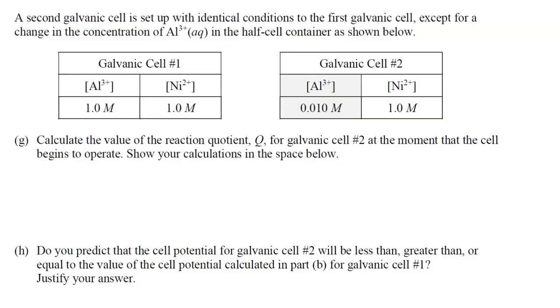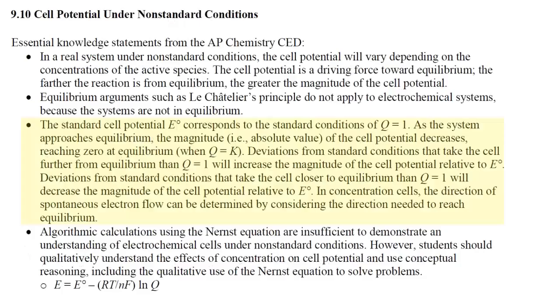So the reason why we need to calculate the value of the reaction quotient Q for galvanic cell number 2 is that galvanic cell number 2 is no longer at standard conditions. So in part G of this question, this falls under topic 9.10, cell potential under non-standard conditions. And you can see on this slide, I'm highlighting one of the essential knowledge statements for this topic.